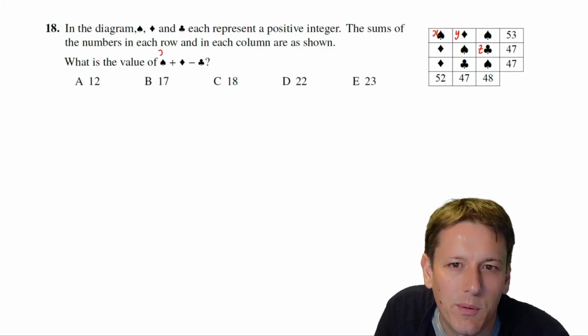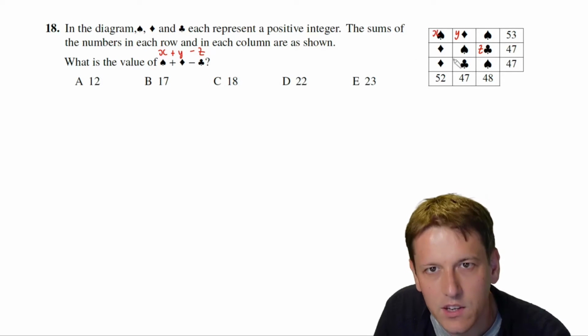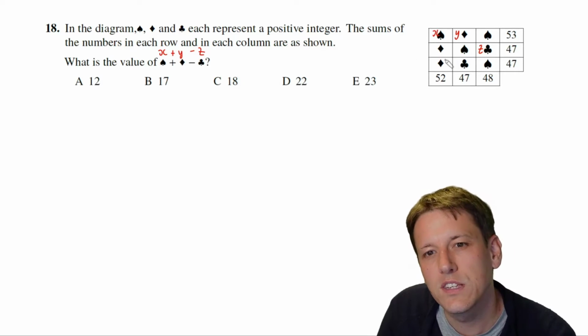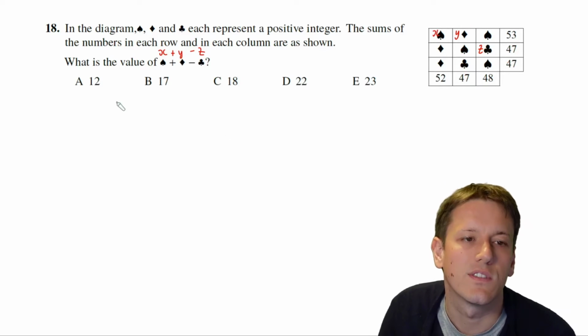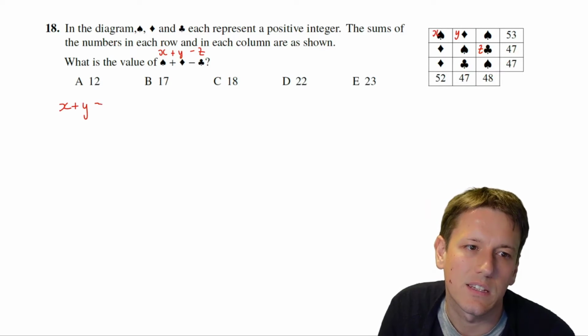So effectively here what we want to work out is x plus y minus z. And if we look at the information we've been given, all of these rows that are 47 and this column, they basically all have one of each of the symbols in them. So we're told that x plus y plus z is equal to 47.